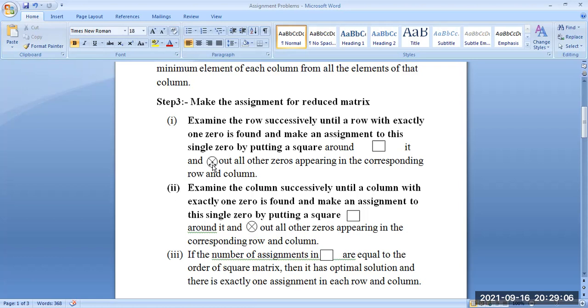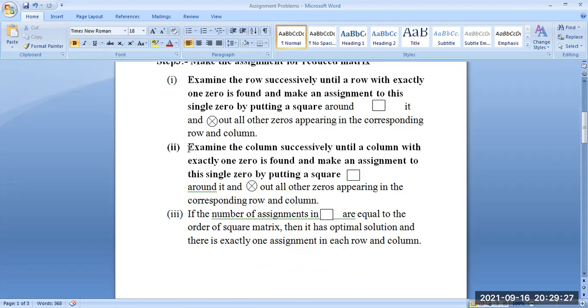So if we have more than one 0 in one row, एक से ज्यादा अगर किसी रो में 0 है, so we leave that row. We don't make an assignment in that row. We only proceed when there is exactly one 0 in the row, so that we are able to make the assignment. Now again, after completing all the process row-wise, we start the same process column-wise.